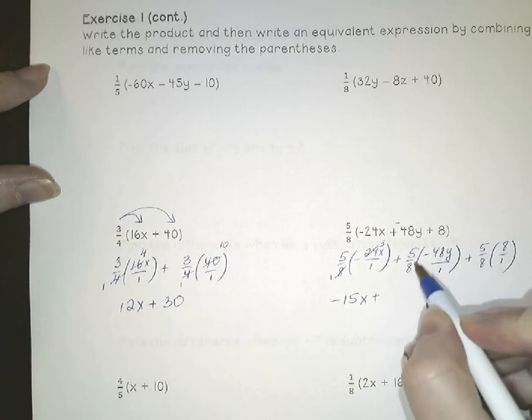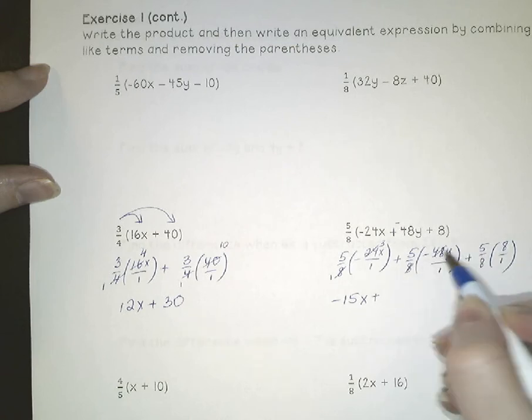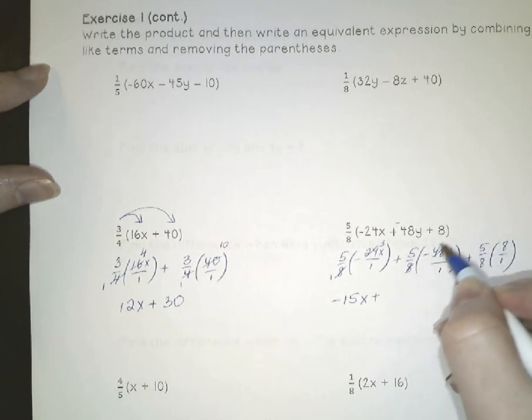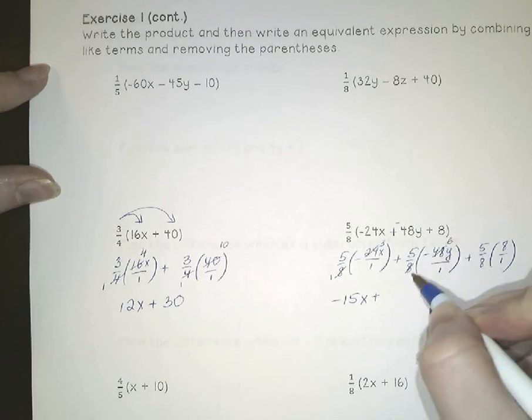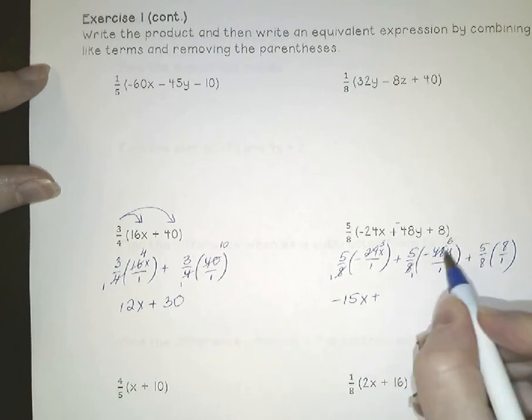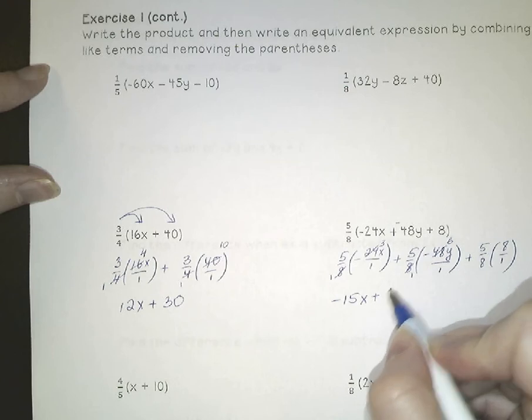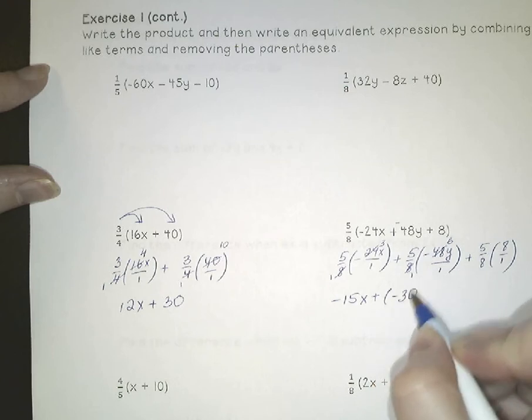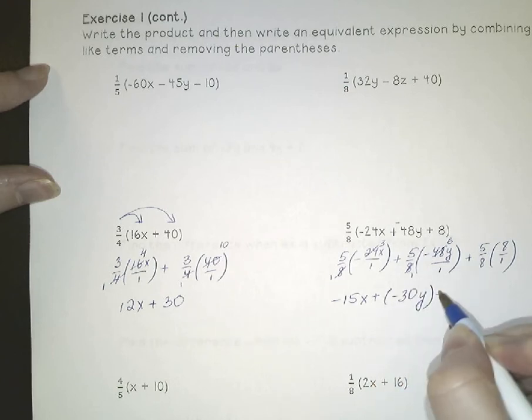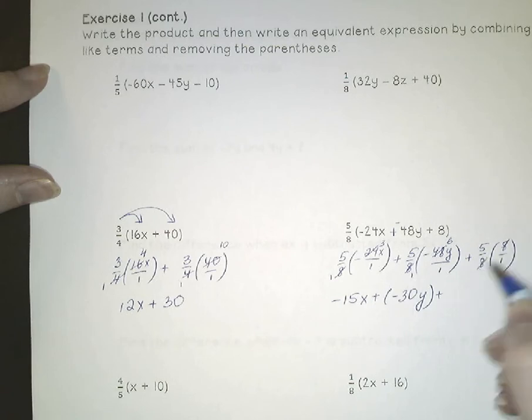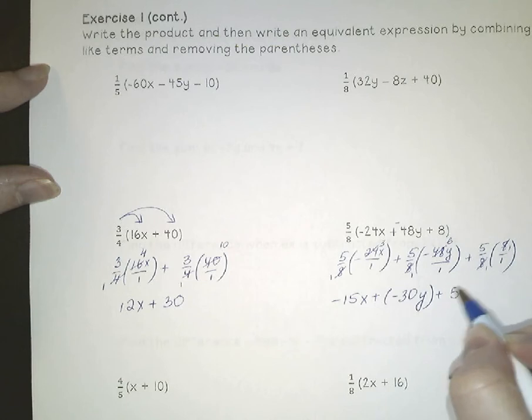Then we have 8 and negative 48 can be simplified. And 48 will turn into 6. 8 will turn into 1. 5 times negative 6y is negative 30y. And then I have 8 and 8 that can be simplified. Both will become 1. And I have 5 left. That is all.